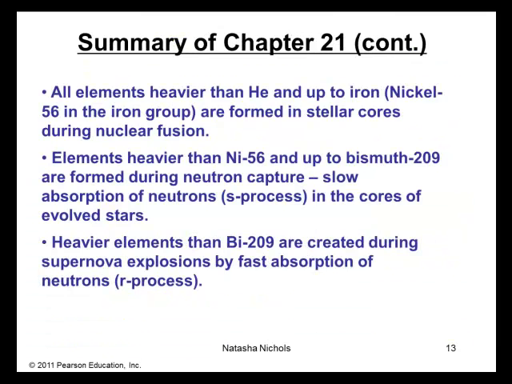All elements heavier than helium and up to iron, nickel 56 in the iron group, are formed in stellar cores during nuclear fusion. Elements heavier than nickel 56 and up to bismuth 209 are formed during neutron capture, the slow absorption of neutrons, the S process, in the cores of evolved stars. Heavier elements than bismuth 209 are created during supernova explosions by fast absorption of neutrons, the R process.